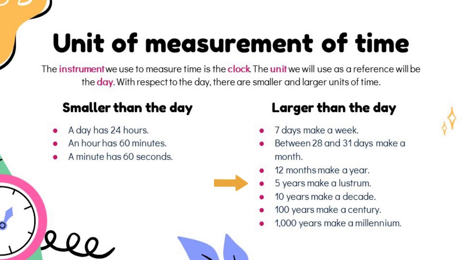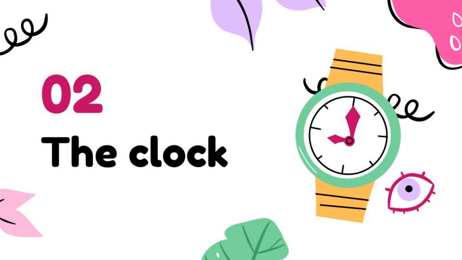5 years make a lustrum. 10 years make a decade. 100 years make a century. 1,000 years make a millennium. Now let's talk about the clock.